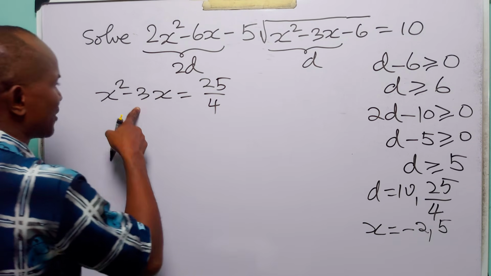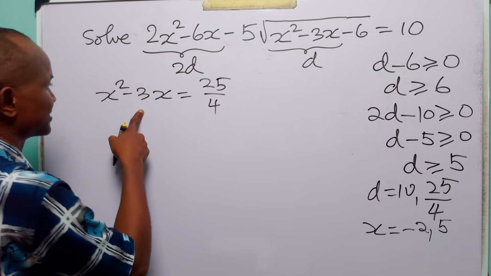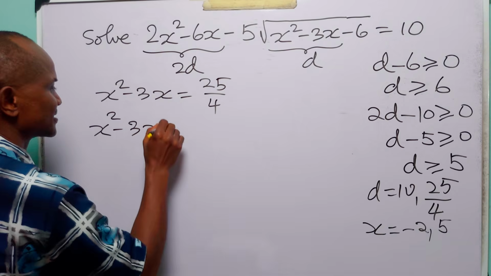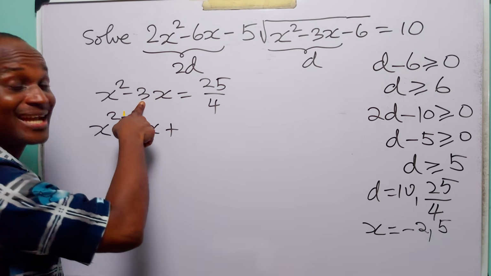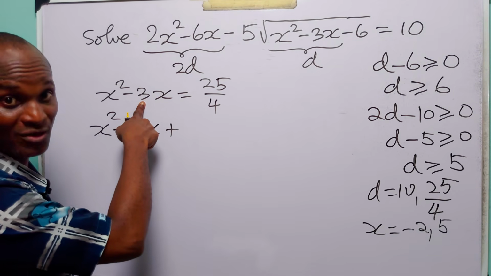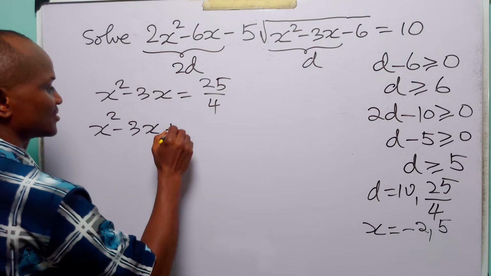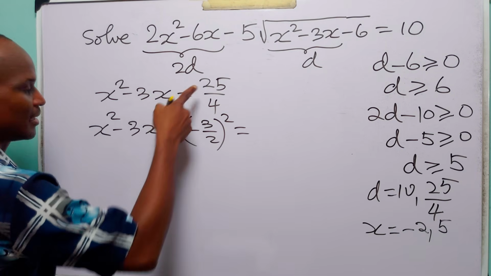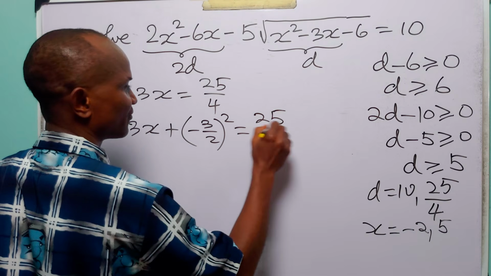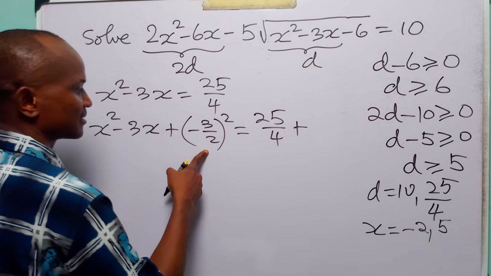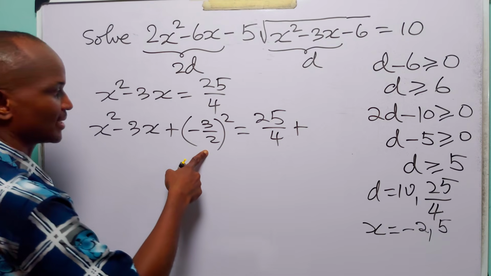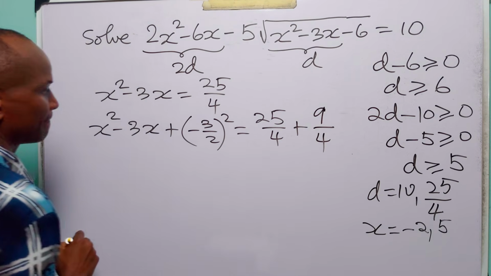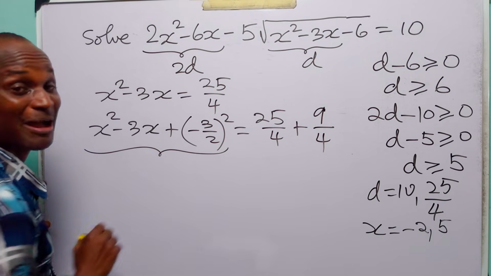Now let us complete the square on the left-hand side. We have x squared minus 3x plus. Now we divide the coefficient of x, that is minus 3, by 2 and square it. So we have minus 3 over 2 squared. On the right-hand side, we have 25 over 4 plus minus 3 over 2 squared is equal to 9 over 4.